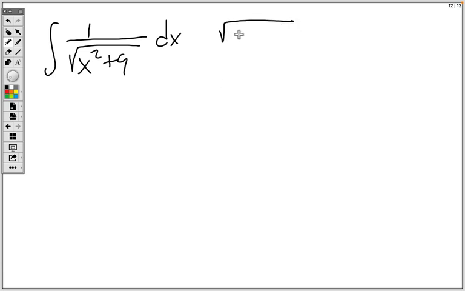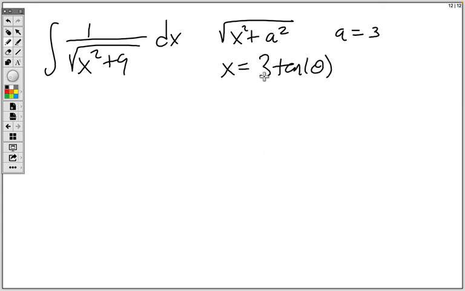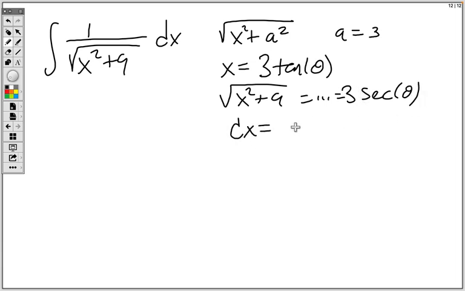We see that we've got a square root of an x squared plus an a squared, where the a is equal to 3. So that lets us know that we're going to do a tangent substitution. And that's going to turn this square root of x squared plus 9, after we go through the appropriate trigonometric identities, into 3 secant of theta. And that also tells us that dx is 3 secant squared theta d theta.